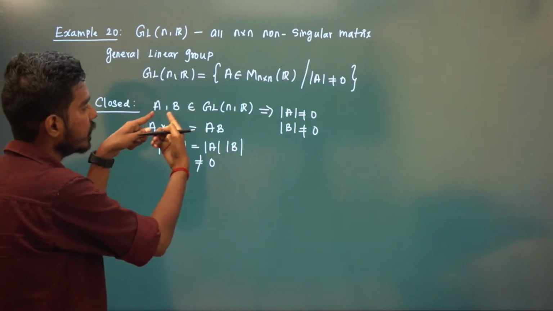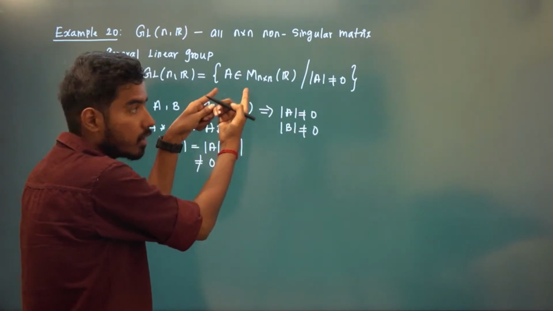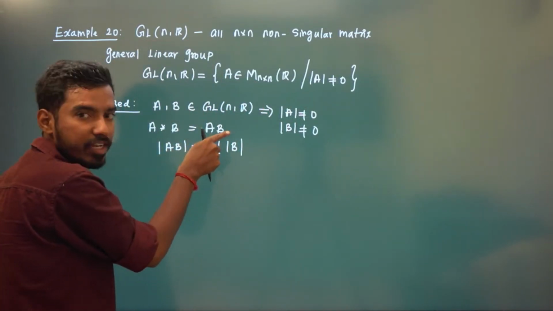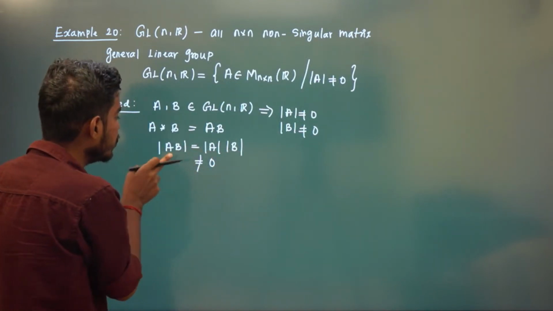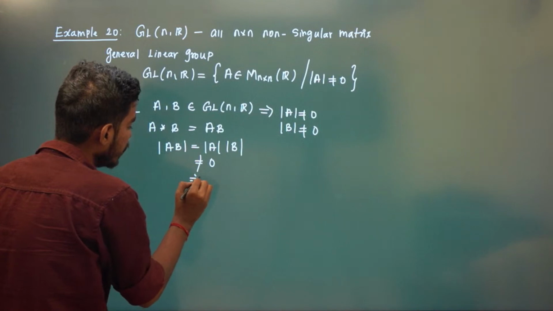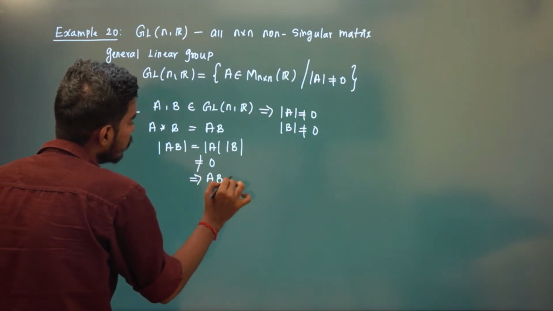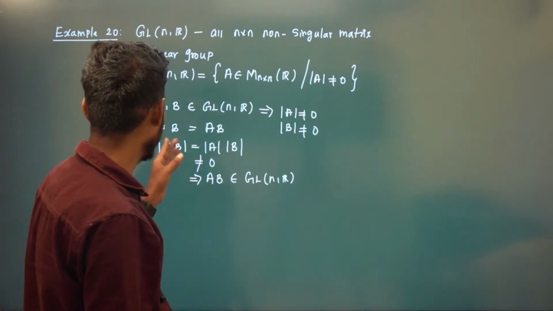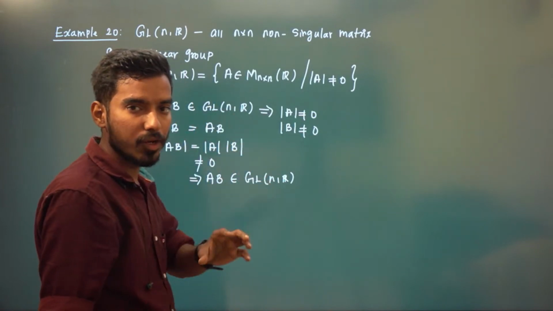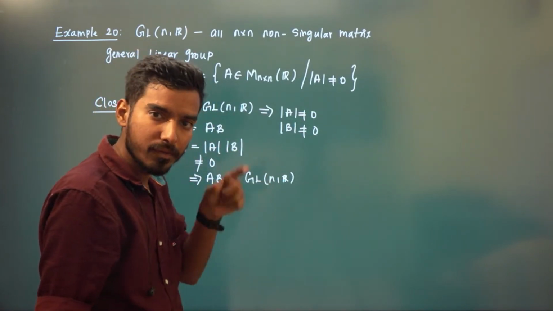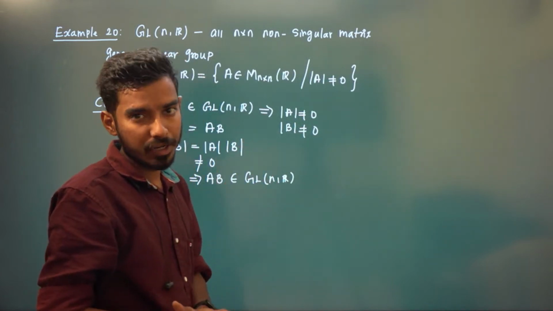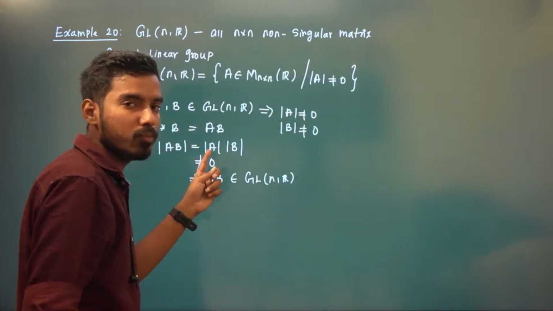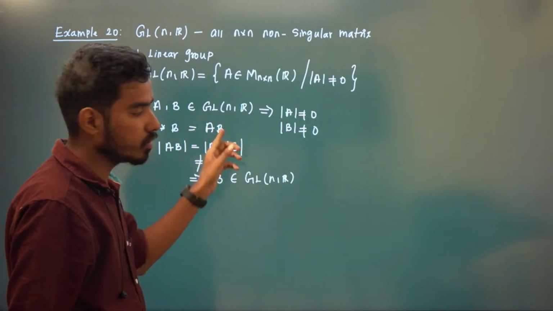Because we are collecting two matrices in GL(n, R), which consists of only non-singular matrices, both determinants are non-zero. So determinant of AB is also not equal to 0. That means AB belongs to GL(n, R), so it is closed. I am taking two elements in this set, and I need to show A star B is also in G. A star B will be in G if the determinant of AB is not equal to 0. So it is closed.